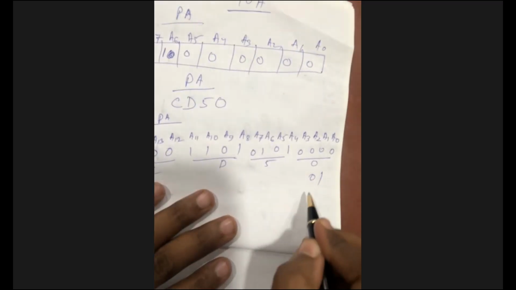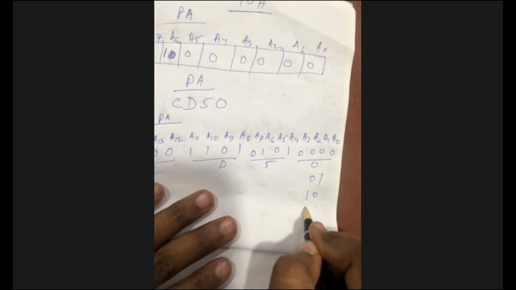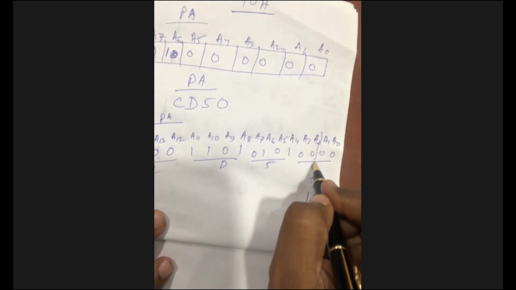What will be the port B address? In the last bits 0 1. Port C address 1 0. When CWR is 1, it will be the same. These portions will be unchanged up to A2. All are the same. The only change is A0 and A1. Calculate the values. It is CD51, CD52, CD53. Do it from the diagram first.